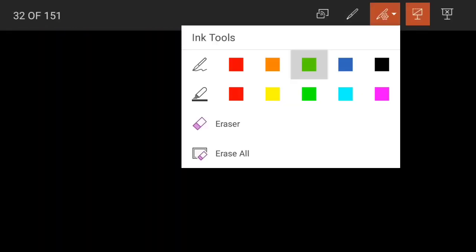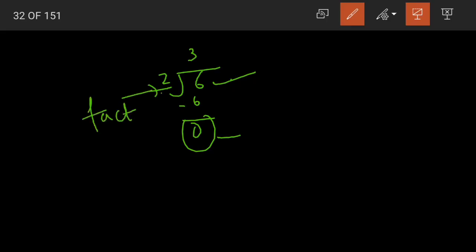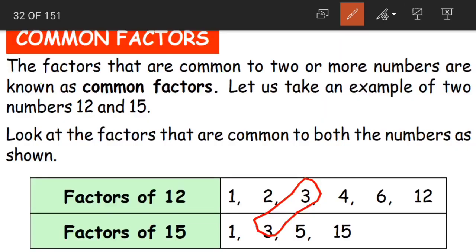Yes or no? See, when we divide two numbers, say 6 and 2, we have 2 threes are 6. When we subtract, 0 is remaining. So in this case, we say that 6 is completely divisible by 2, or 2 is a factor of 6. Now the factors that are common to 2 or more numbers are known as common factors. What are they saying? Common means what, children? Same. Yes, common means same. When 2 or more numbers have the same factors, those are called our common factors.